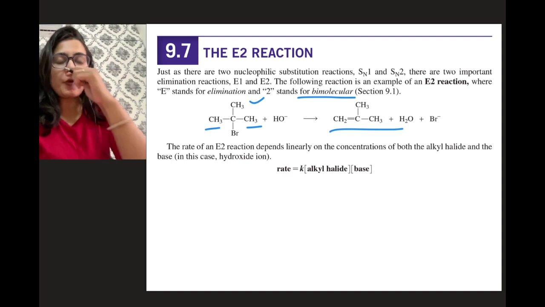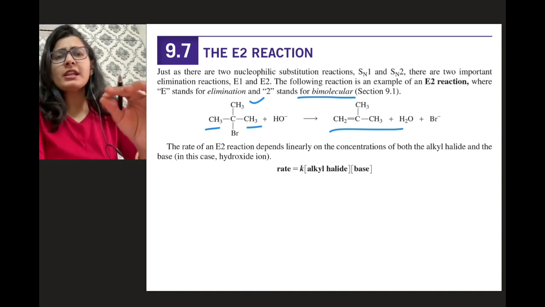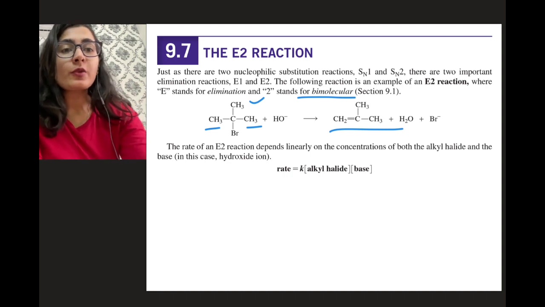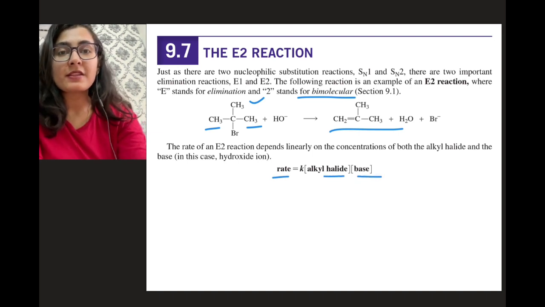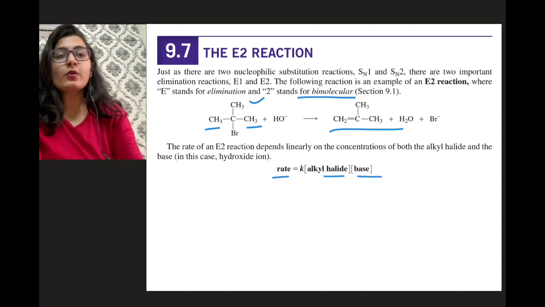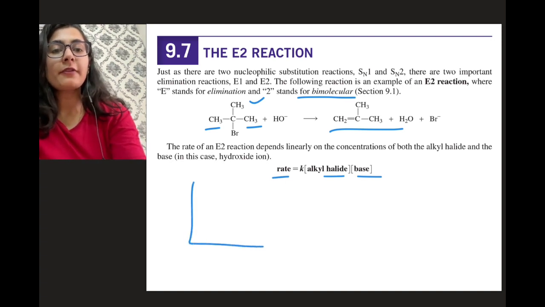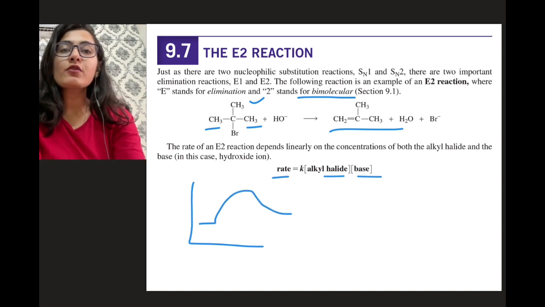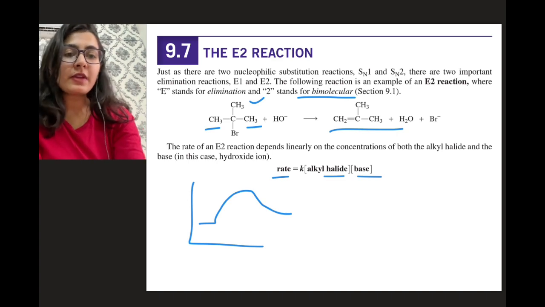As you can see, this is very similar to the SN2 reaction. It is bimolecular, requires two species, and the rate is going to depend on both the alkyl halide as well as the base. So it is very, very similar to the SN2 reaction. Even the graph is the same. How do you plot the graph? From the reactant to the product, it is only going to give you just one transition state, no intermediates.